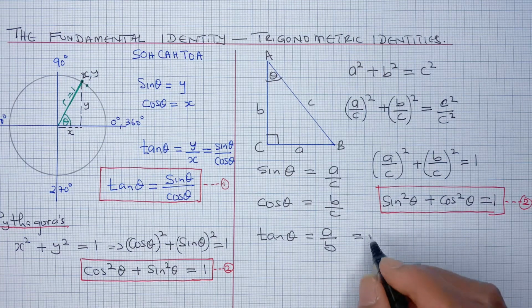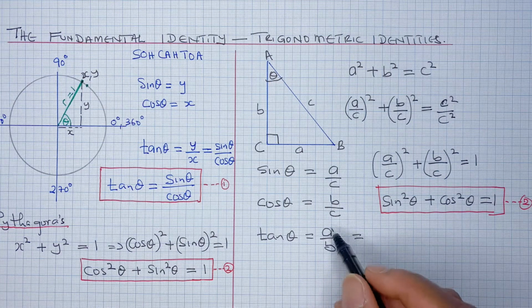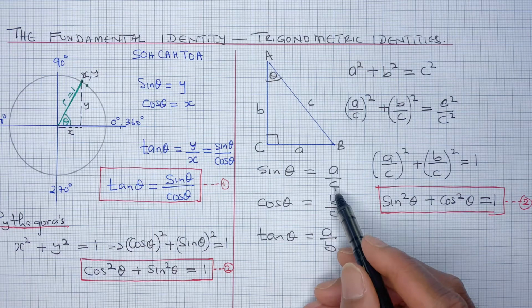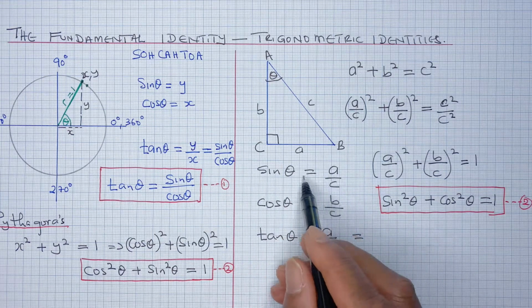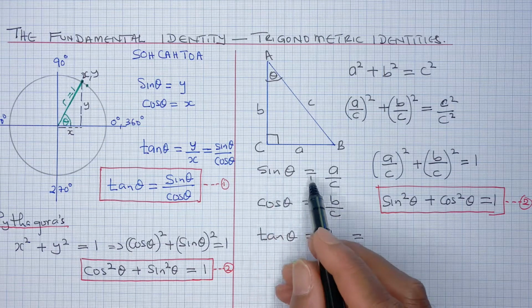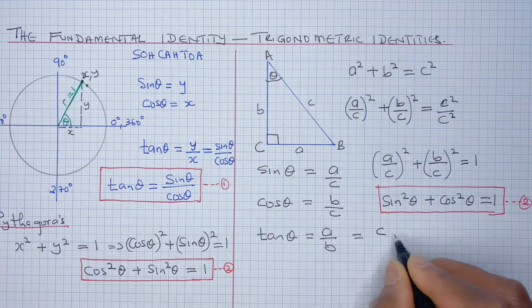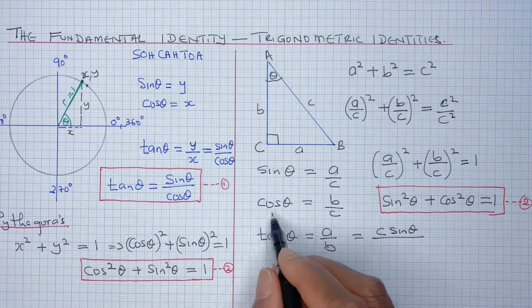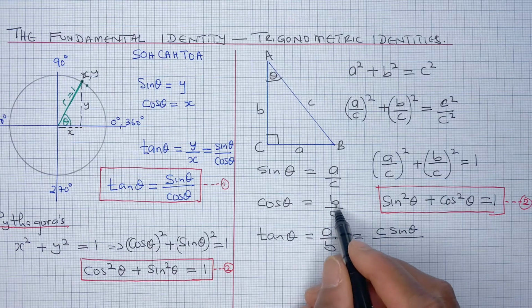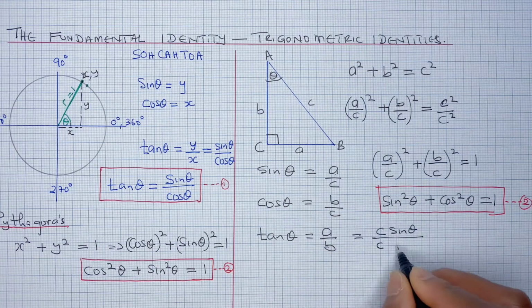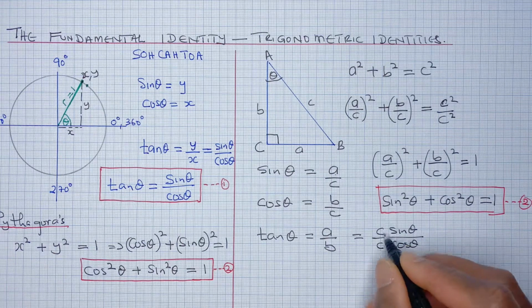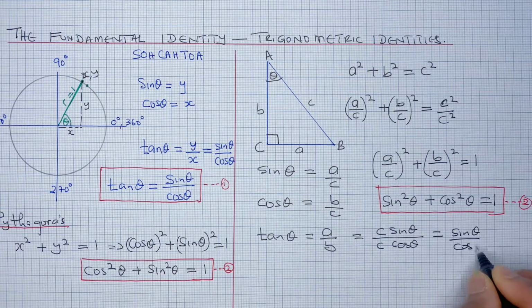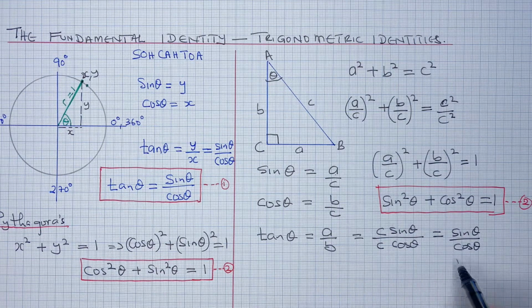So what is a over b? There are many ways of doing this, but I could rearrange. I could multiply everything by c to make a the subject. So you get c sine theta. So that'll be c sine theta over, if I times that by c to cancel that c, so I can make b the subject, I'll get c cos theta. c cancels c, and I get sine theta over cos theta. So that's what tan theta is.